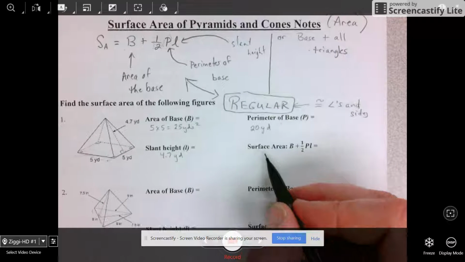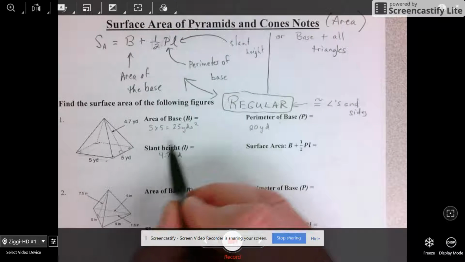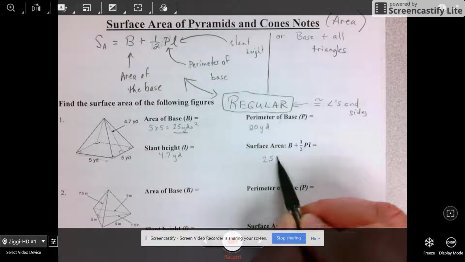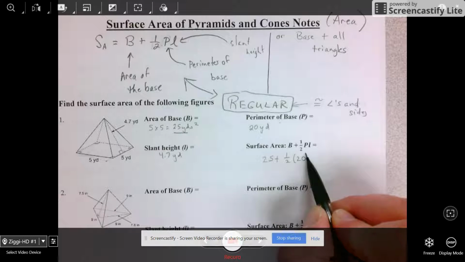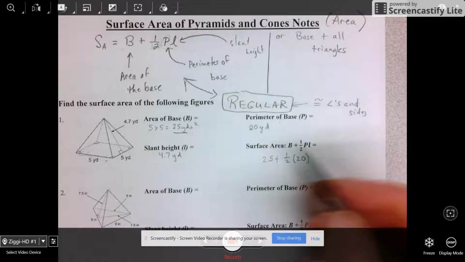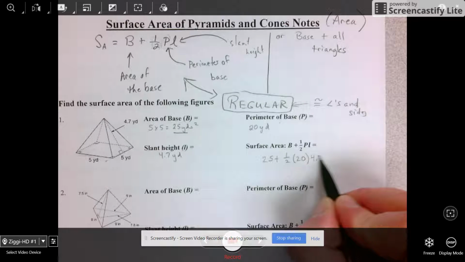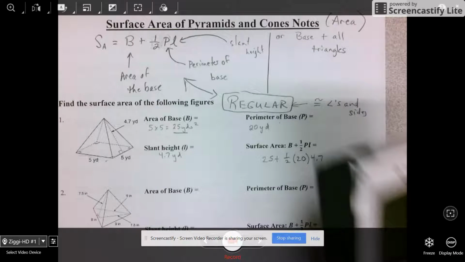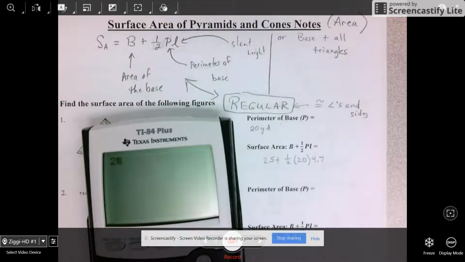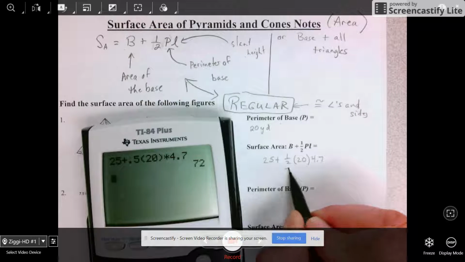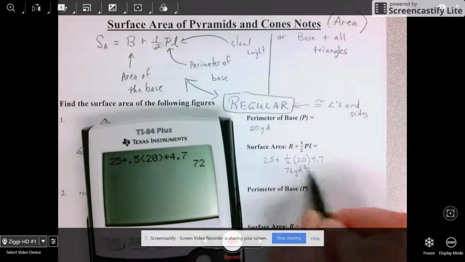So then the surface area would be the area of the base plus 1/2 the perimeter times the slant height. It looks like some magical formula. It's not anything special. I'll show you why here in a second. 25 plus 1/2 times 20 times 4.7, 72 yards squared.